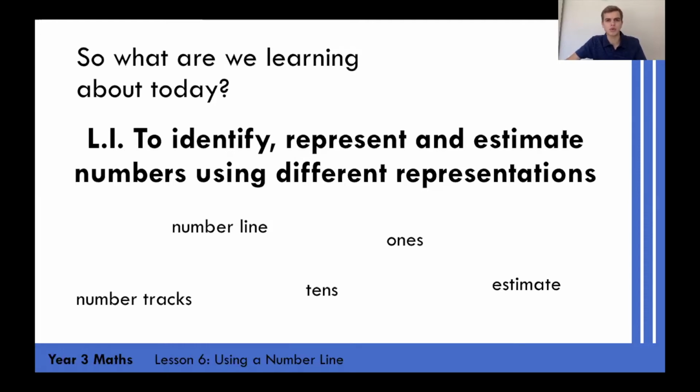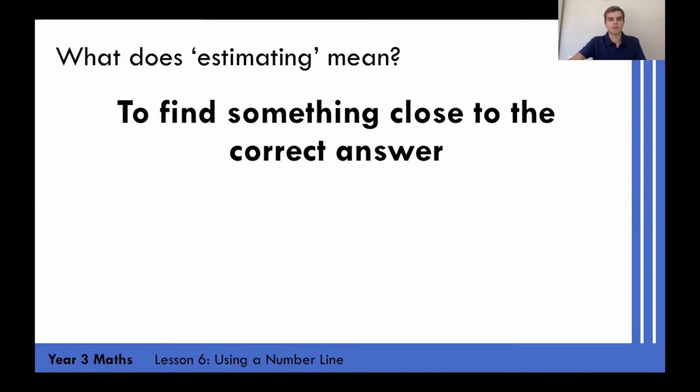Now, I'm sure all of you will have used number lines before at school. But today, we're still going to need to use tens and ones. We're going to need to use number lines, and actually we're going to look at a different type of number line called a number track. And a really important word today is going to be the word estimate. And we're going to talk about what that means in a minute. You might already know.